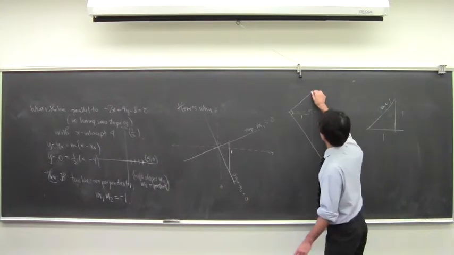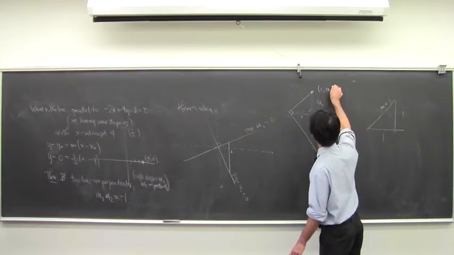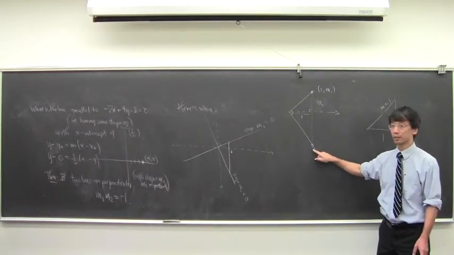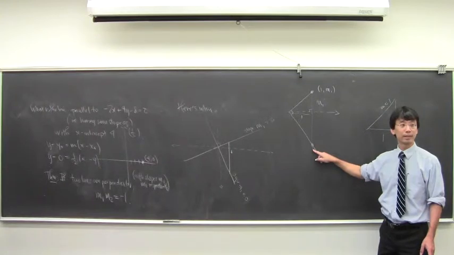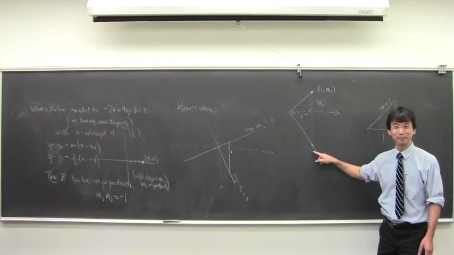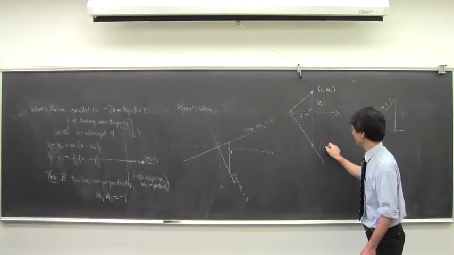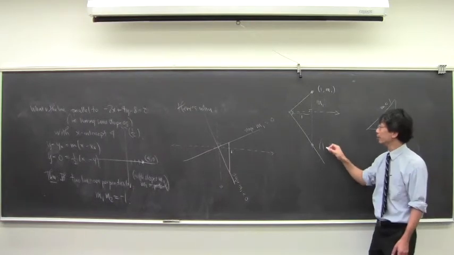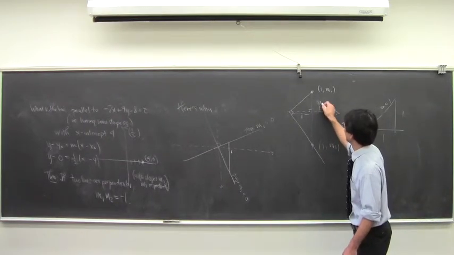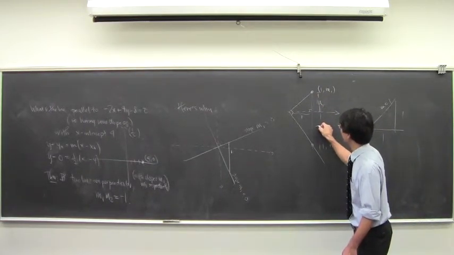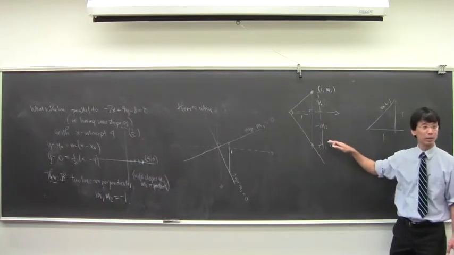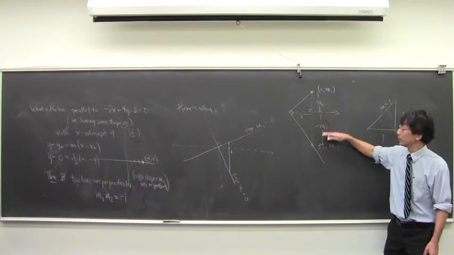In other words, the coordinates of this point are going to be 1, comma, m1. What are the coordinates of this point? 1 comma m2, for the same reason. And so the length here is negative m2. Remember, m2 is a negative number, so if I want the length, it's going to be negative m2.